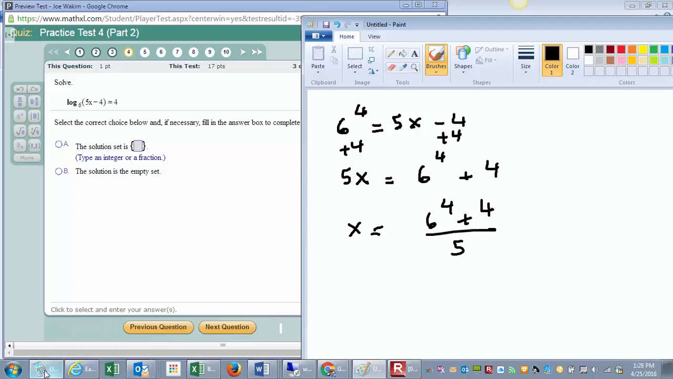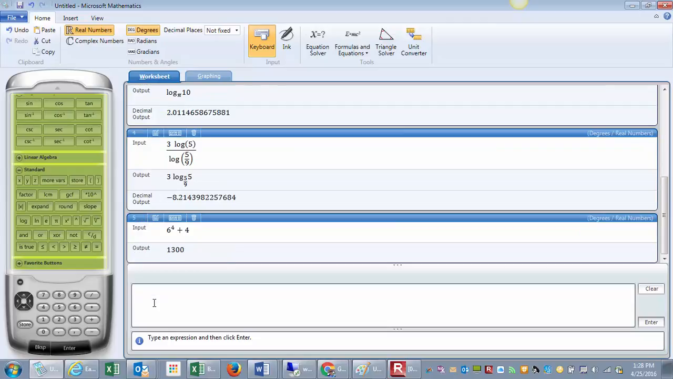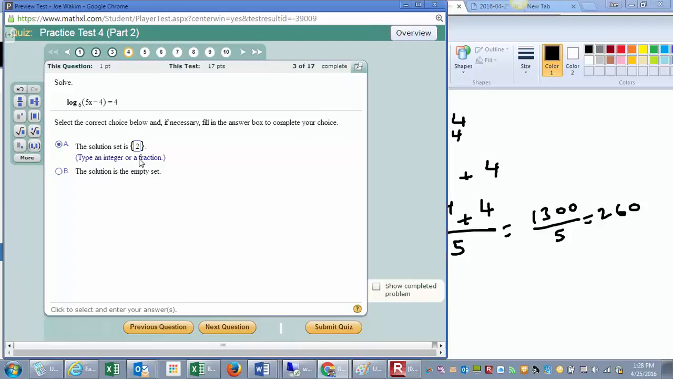And let's try to use this calculator again. So 6 to the power 4 plus 4, 1,300. So this is 1,300 divided by 5, and that's 2, 30 by 5, 6, 260. So the solution set would be 260.